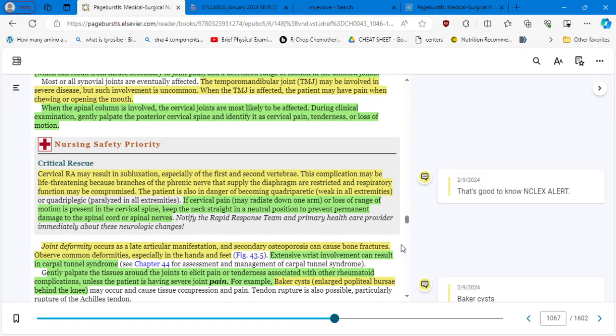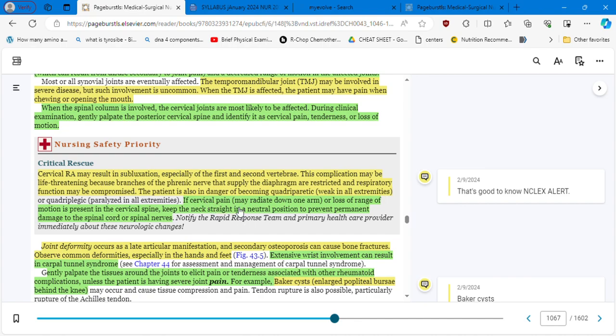This is a very high area in the cervical. The patient is also in danger for becoming quadriplegic, weak in all extremities. Remember, the higher the damage in the spinal cord, the higher the probability of being quadriplegic, right?